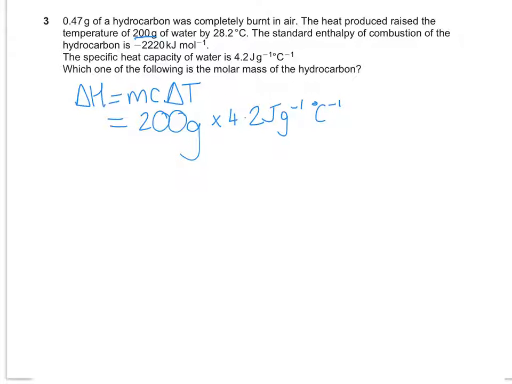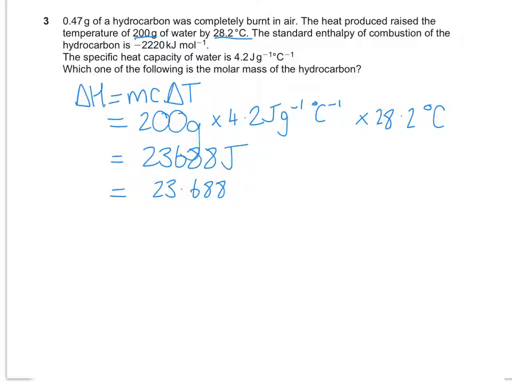And delta T is the temperature difference, and you can see the heat produced raised the temperature of the water by 28.2 degrees C. Okay, so put that into your calculator and you should get 23,688 joules. And that is equal to 23.688 kilojoules, just dividing through by 1,000.